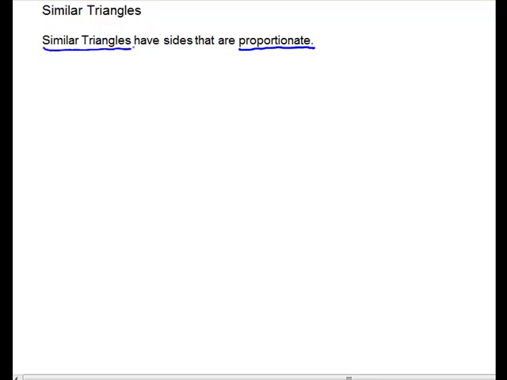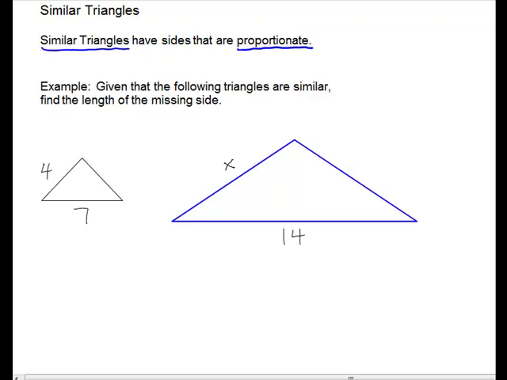Similar triangles. Similar triangles have sides that are proportionate. They also have angles that are equal. We can use the fact that triangles are similar to find the missing side. So this is an application of using a proportion. Let's look at an example.